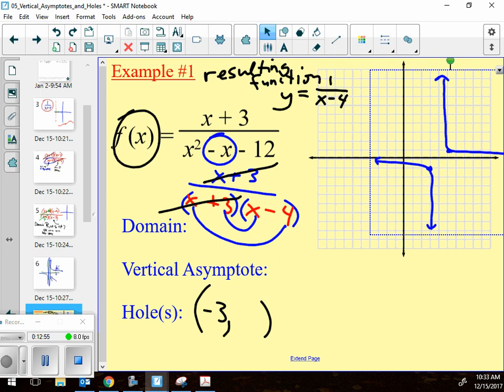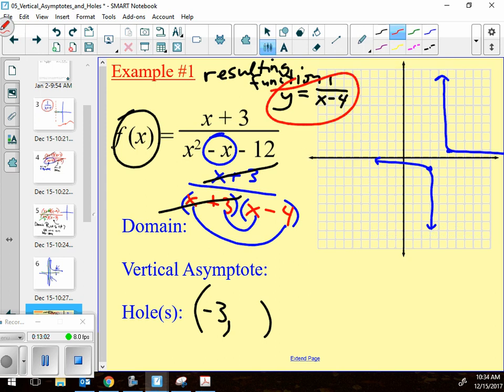But wait, there's supposed to be a hole in this graph. But I just graphed this. I didn't see any hole. That's because the hole canceled off back here. So how do you figure out the y value of the hole? I know it's supposed to happen at x is negative 3, but how do I figure out the y value of it? You have a good idea, I bet. You plug it in. You plug this in. Plug it into what? Into the resulting function.